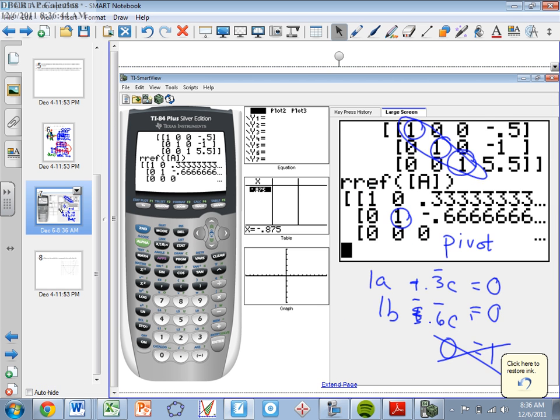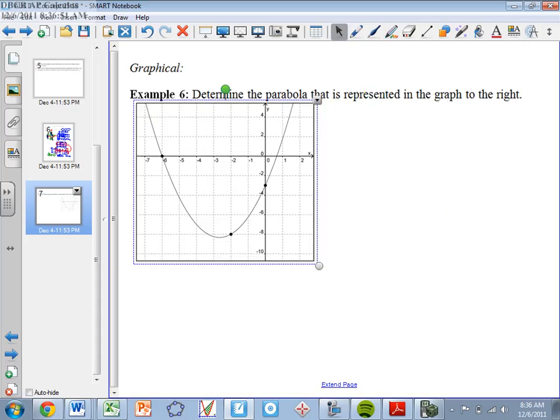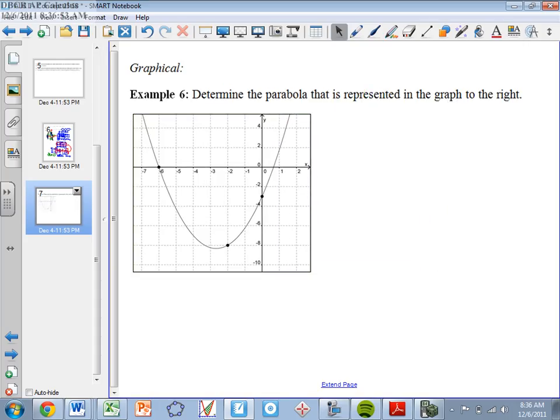That was the first problem. Try the second one on your own, please. I'll blow this up a little bit so you can see a little bit better. Again, use your matrix method.